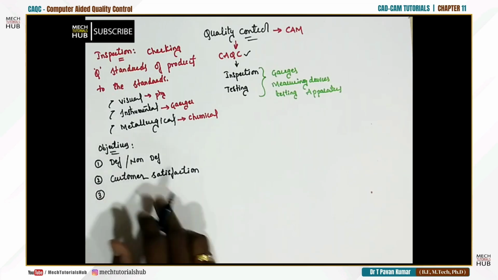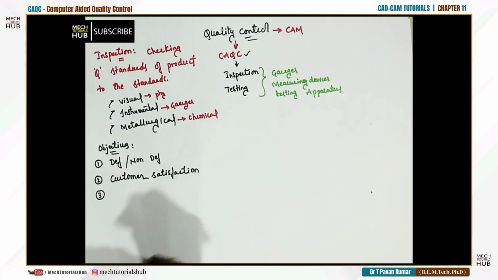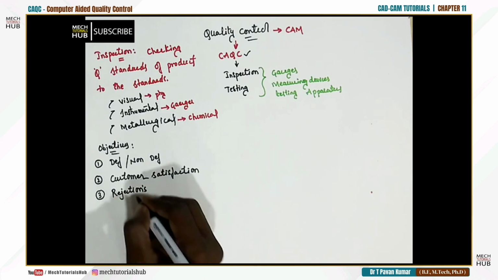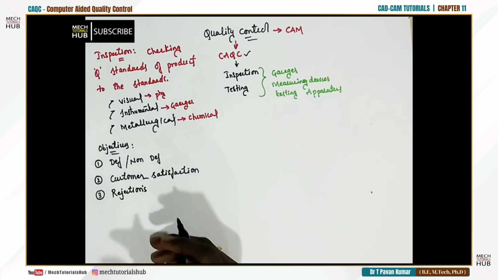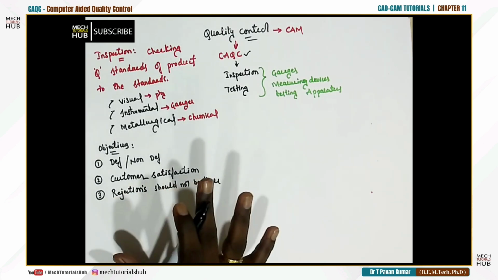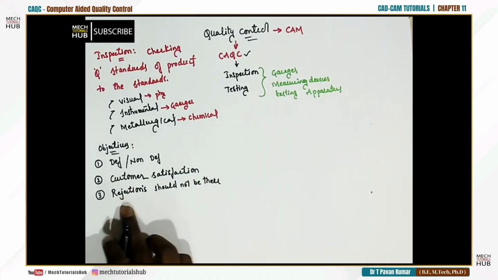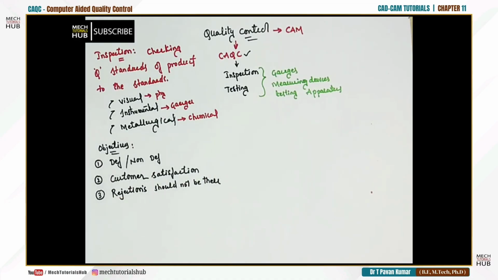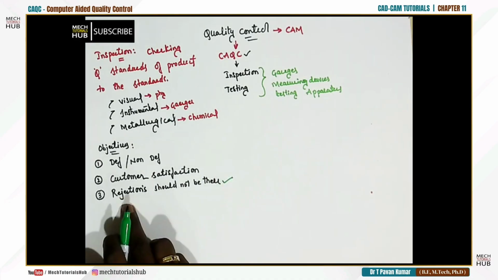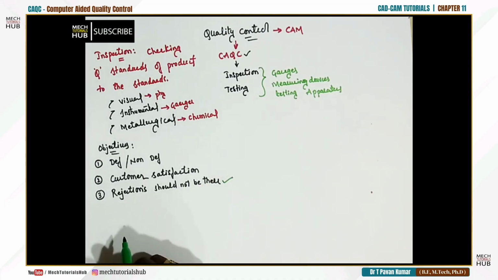Number 3, this is about customer. There should not be any rejection. Customer will always expect that there should not be any rejections in a process. Rejection should not be there. Means, for example, we need to try for these terms. This is more important. If you find rejections, that can be overcome, not a problem.